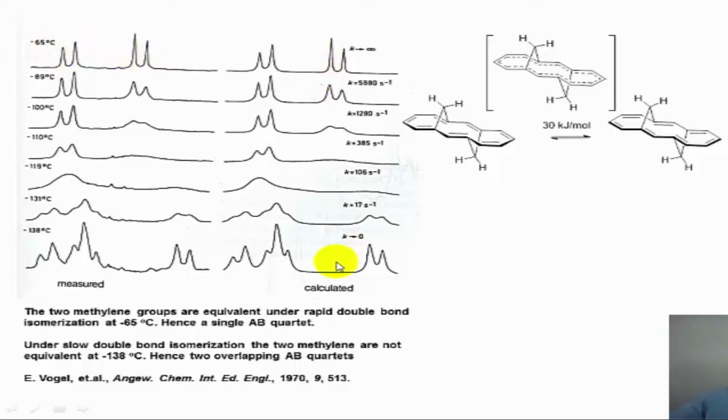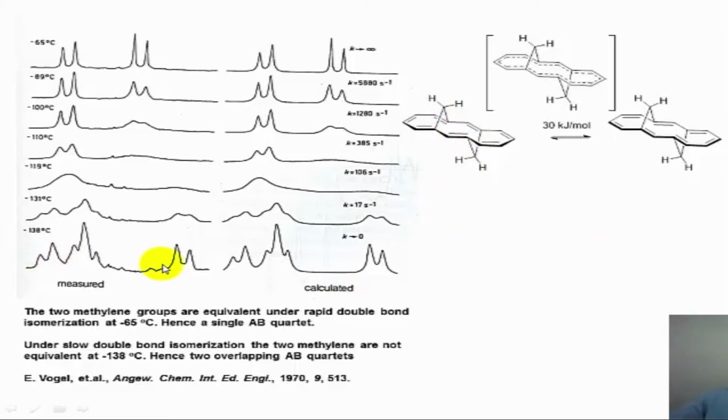The right hand side spectra are the simulated spectra or the calculated spectra, and the left hand ones are the actual experimental spectra measured at various temperatures. Now when the interconversion is considerably reduced at lower temperature, that is at minus 138 degrees or so, NMR would see two distinct AB quartets for this methylene separately and this methylene separately, because the chemical environment in terms of the double bond locations of this methylene is different from the chemical environment of this methylene with respect to the double bonds of the ring. So under these conditions there are a pair of AB quartets that one should see.